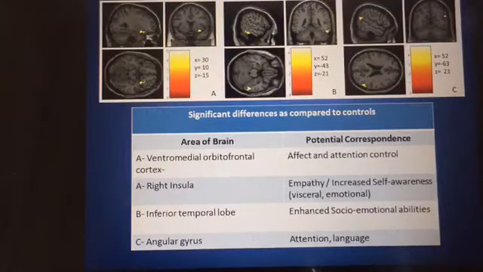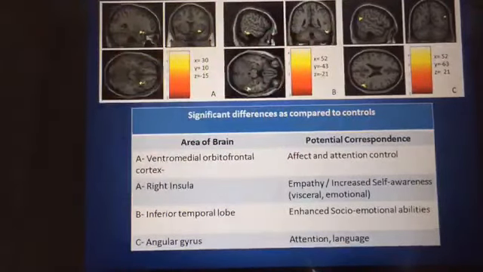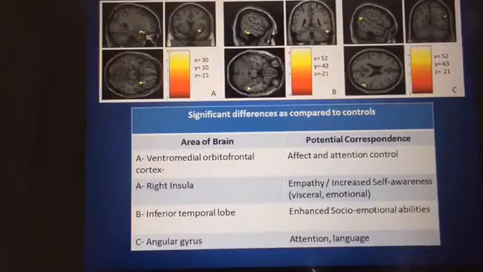So to summarize on this side, what we see is that certain parts of the brain which are known to be associated with attention control, empathy and self-awareness, both visceral and emotional, that's particularly the insula, the inferior temporal, which is correlated with socio-emotional abilities, and the part of the brain that looks after attention and language. All these parts were significantly different in those who practiced Sahaja Yoga meditation for a long time relative to those who practiced no form of meditation or yoga.